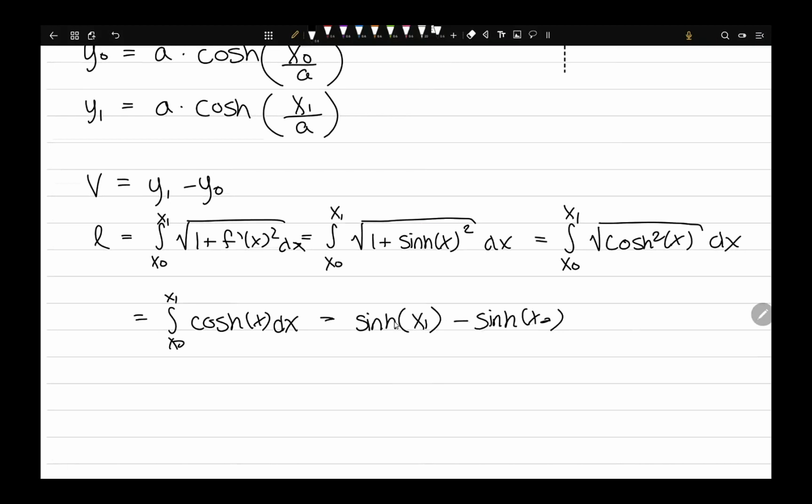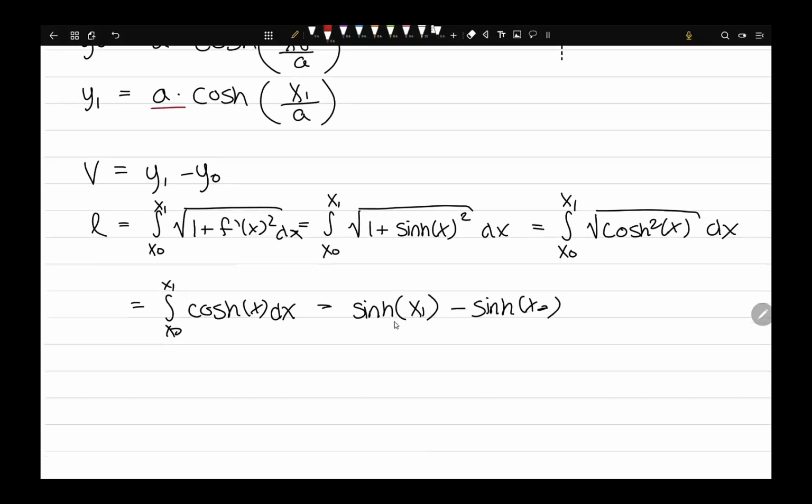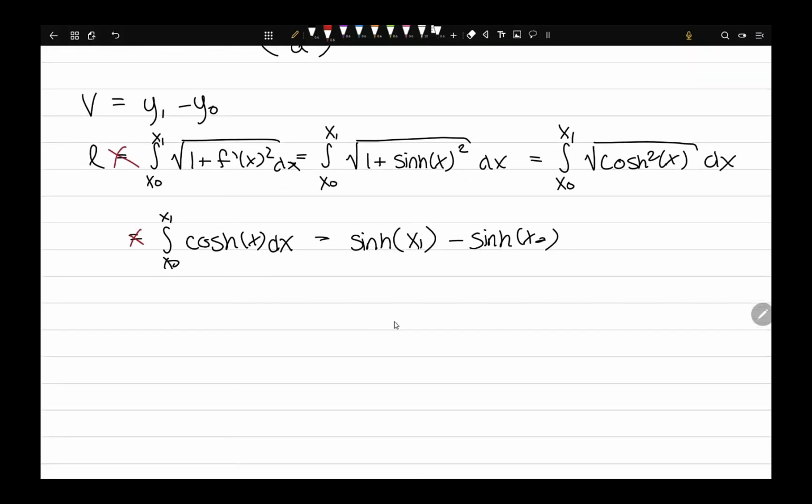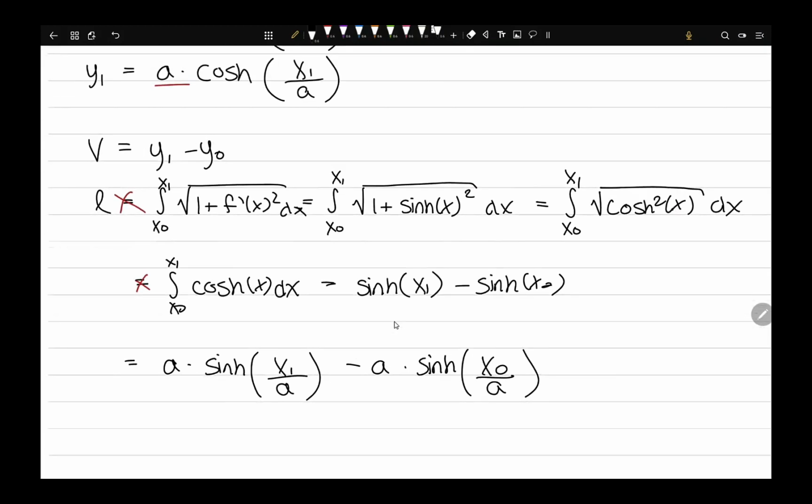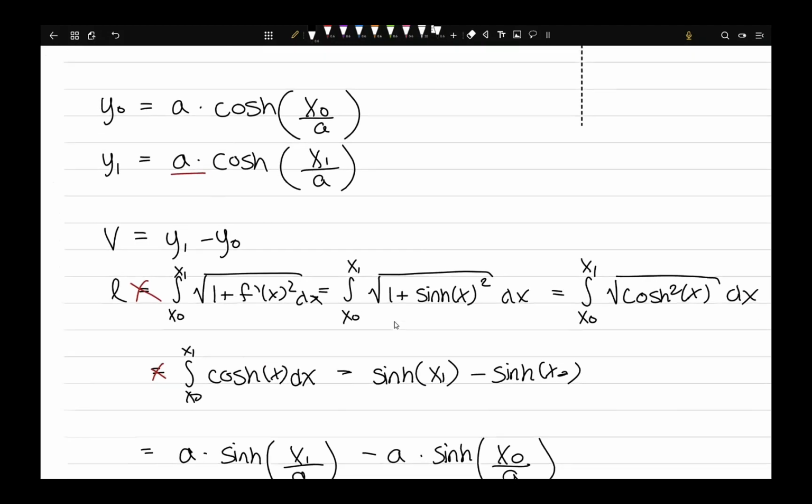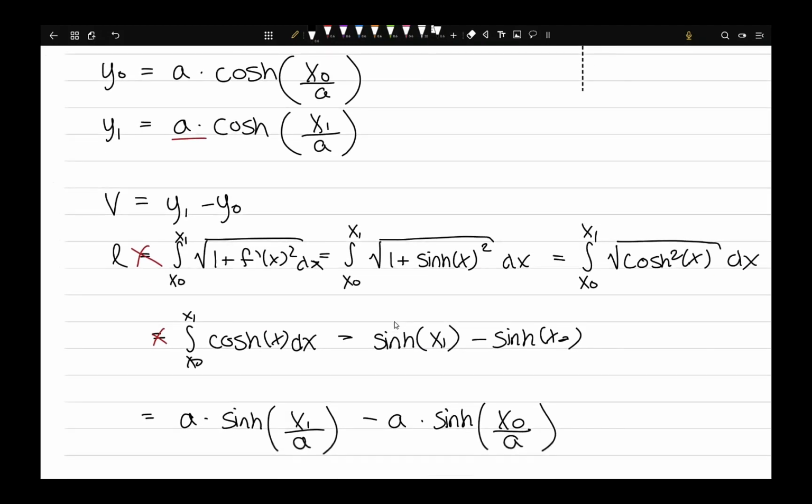And I actually forgot all of my A terms. So actually these aren't equalities. It's actually going to be A times sinh of x1 over A minus A times sinh of x0 over A. Okay, so we have some known quantities. We have L, we have V, those are known, but we have them in terms of A times cosh and A times sinh, and so we want to solve for A.